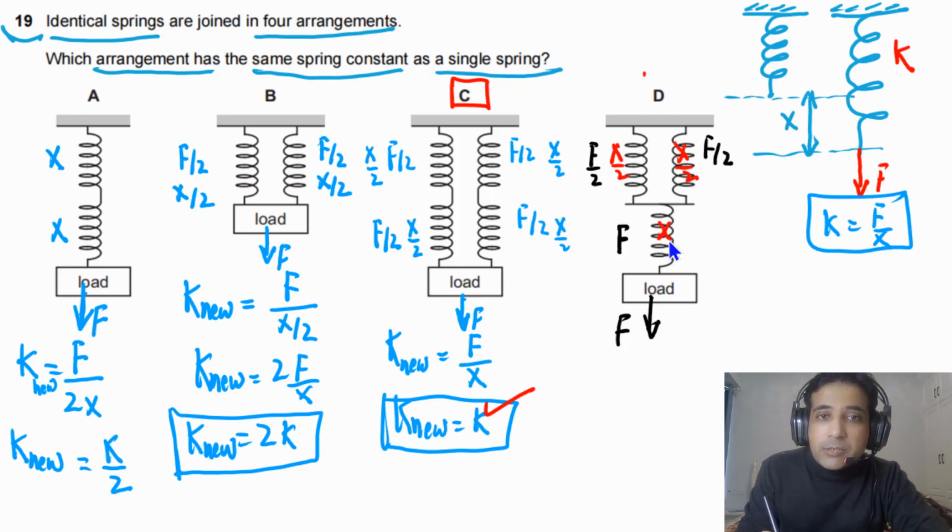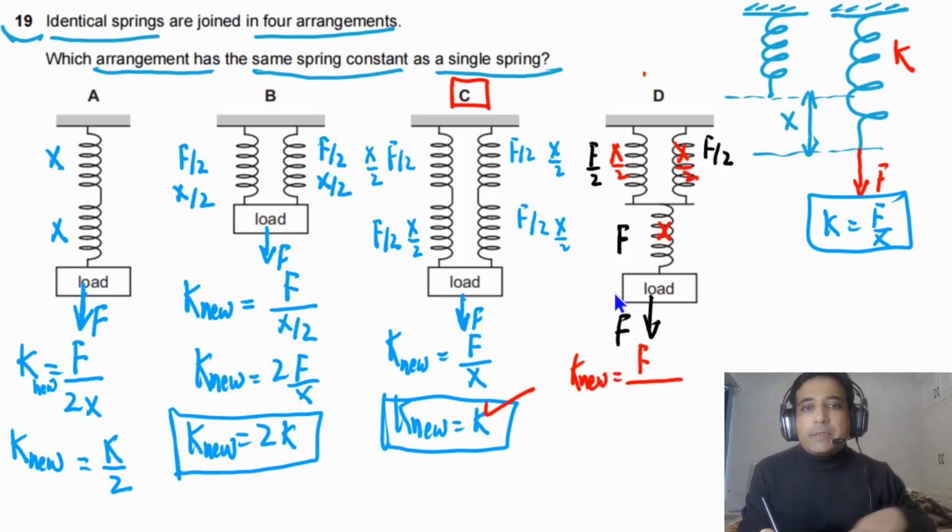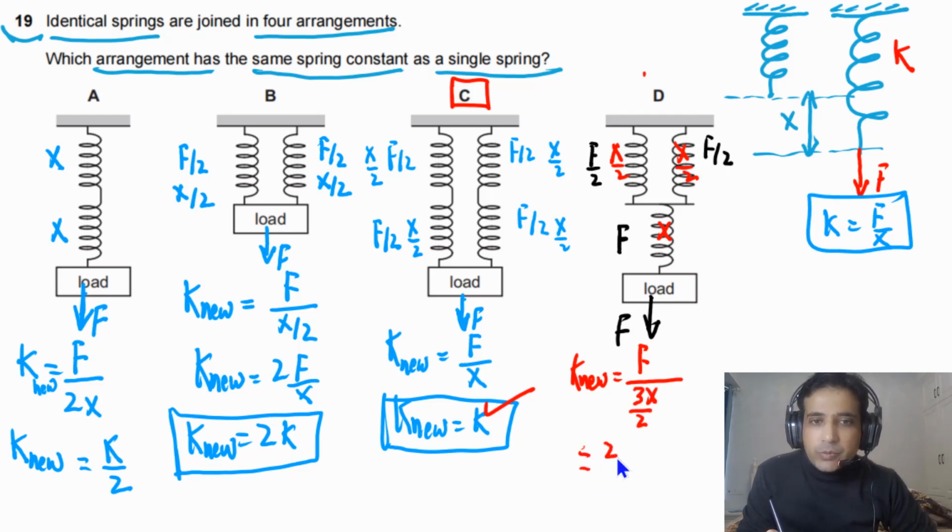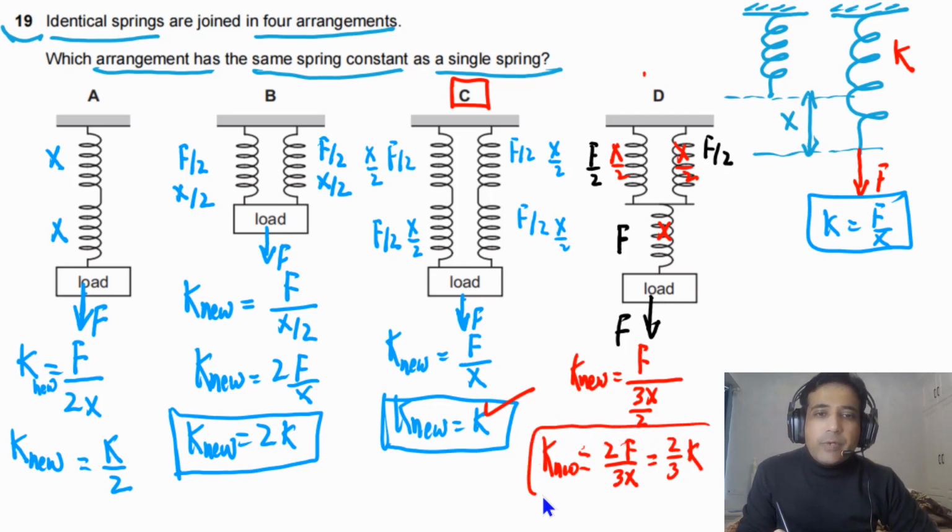K effective will be equal to the total force divided by the total extension. In this case, the total extension is X plus X by 2, so this is 3X by 2. Or simply we can say this will be equal to 2F divided by 3X, so this gives k equal to 2 by 3 k. So this is how we can find the value of k for this arrangement as well. I hope this is clear, and the answer for this question is C.